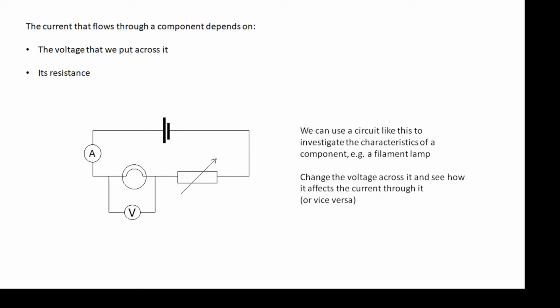We can use a circuit like this to investigate what we call the characteristics of a component. The characteristic of a component is basically a graph of voltage against current. We change the voltage across the component and we look at what happens to the current that flows through it. We measure the voltage with a voltmeter, we measure the current with an ammeter, and we plot a graph.